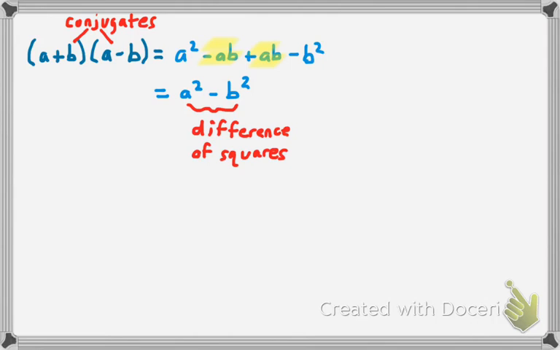And if you can remember this, it really makes this quite easy. Whenever you multiply conjugate pairs, you always get a difference of squares. It rhymes, that's why this is easy. Conjugate pairs give you a difference of squares.